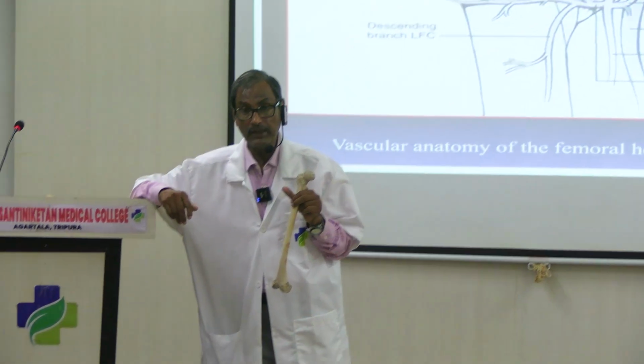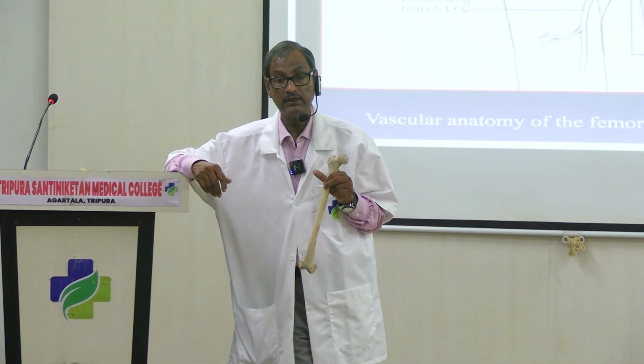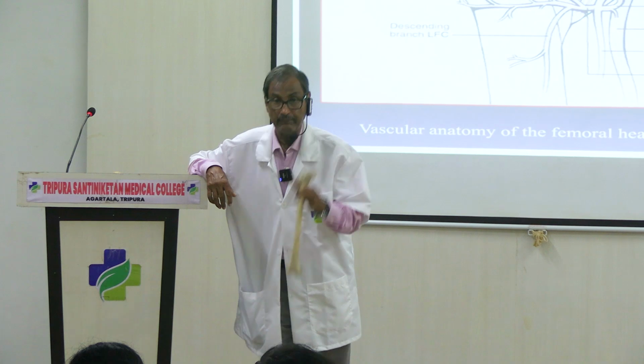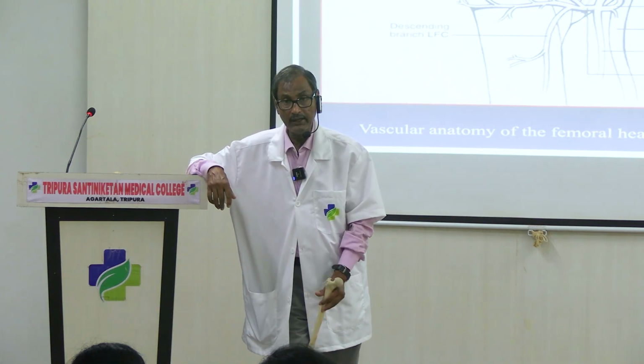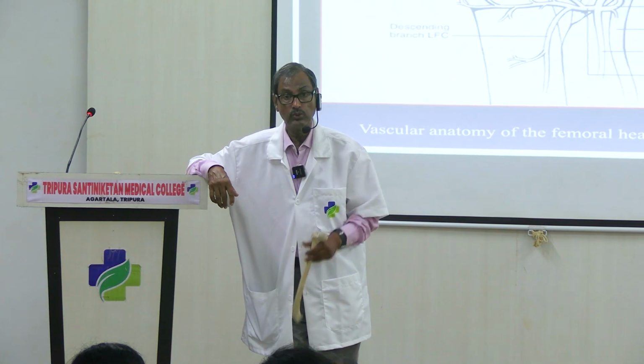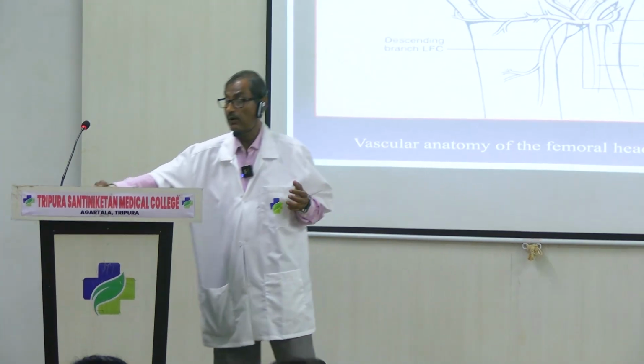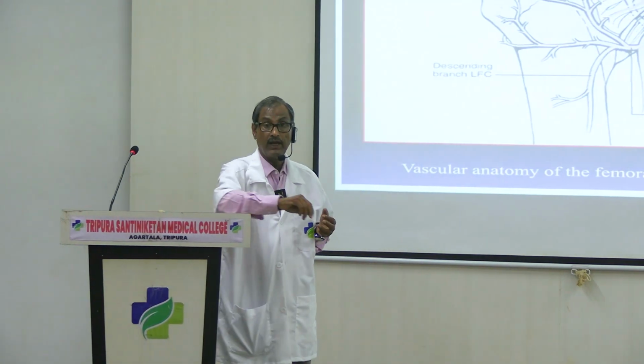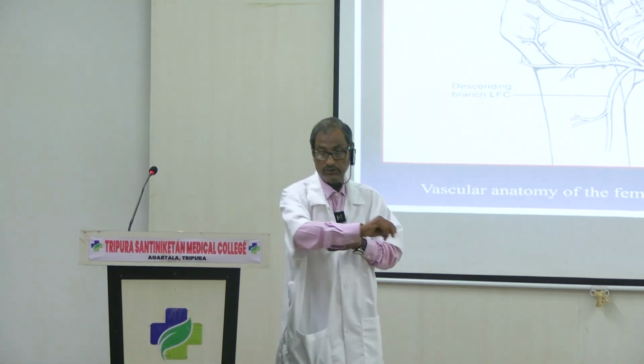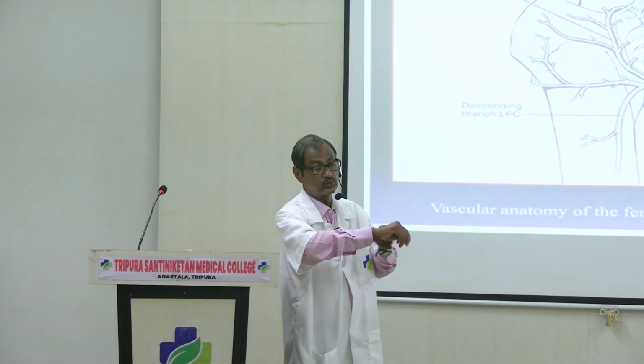So how will you know the growing end? By the direction of the nutrient vessel from the knee. The growing end is the lower end, and the nutrient artery goes above. In the upper limb it is separate. From the elbow, the nutrient artery goes towards the elbow. So the growing end is the lower end.